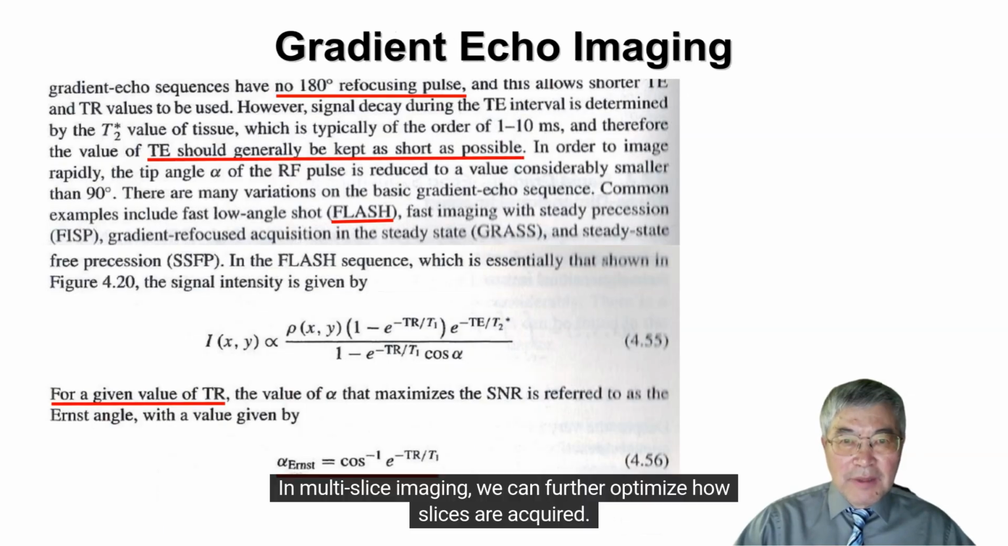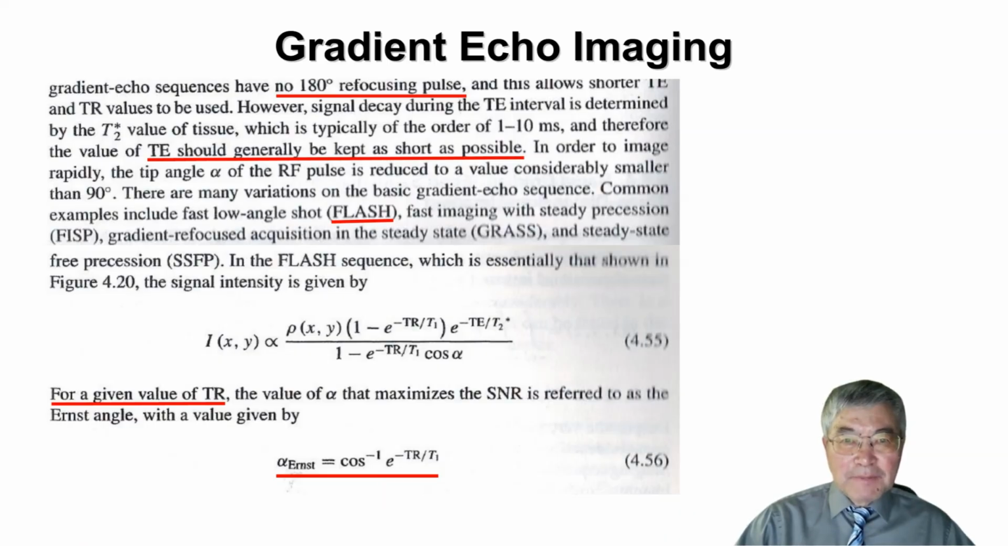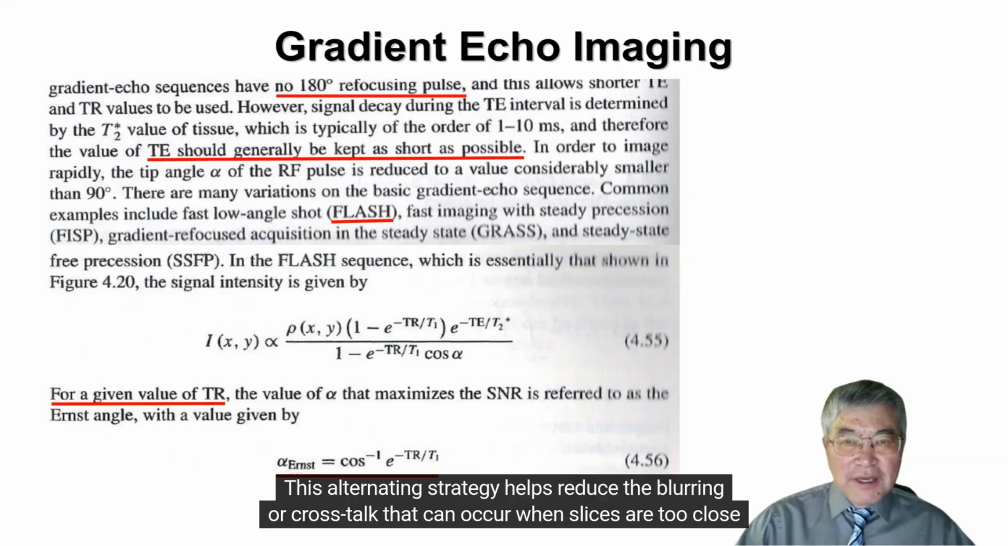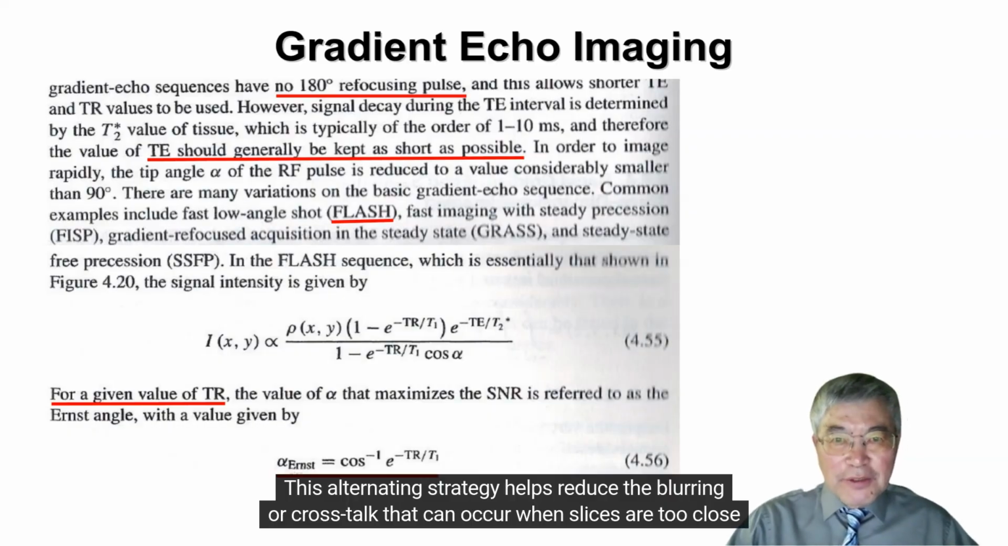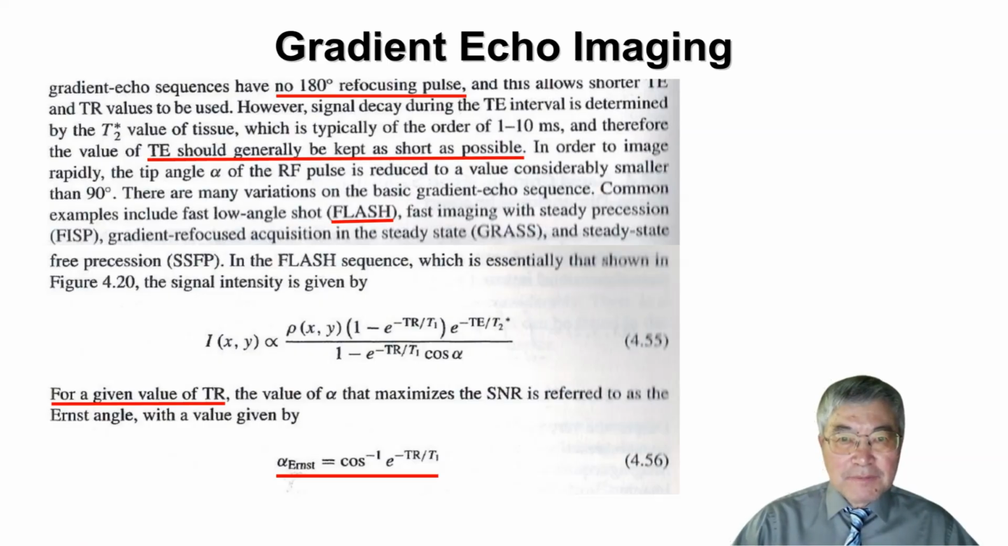In multi-slice imaging, we can further optimize how slices are acquired. For example, we can excite slice 3, then slice 4, and then slice 2, alternating the order to maximize time efficiency. This alternating strategy helps reduce the blurring or crosstalk that can occur when slices are too close together in time or space. By allowing enough separation between successive excitations, we achieve cleaner and more distinct images.